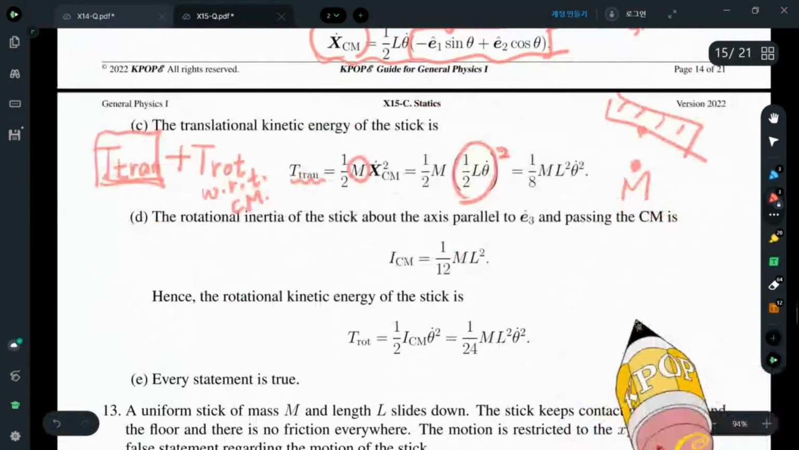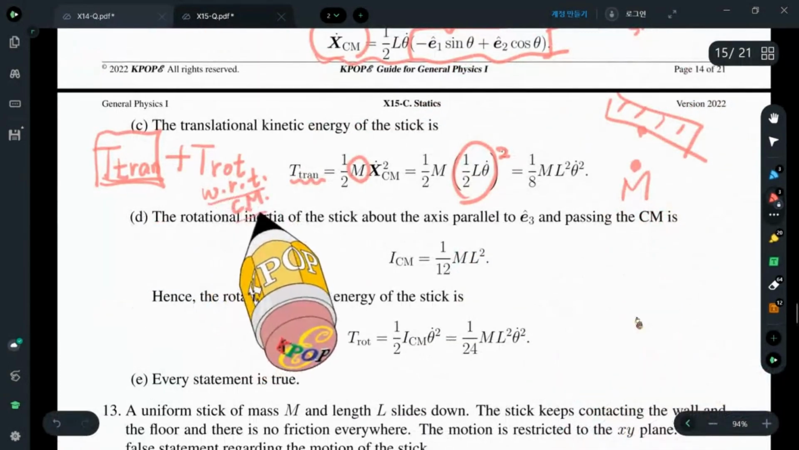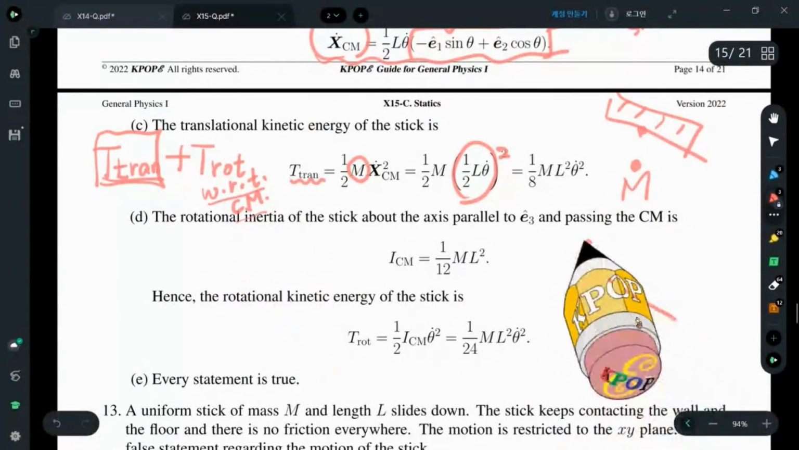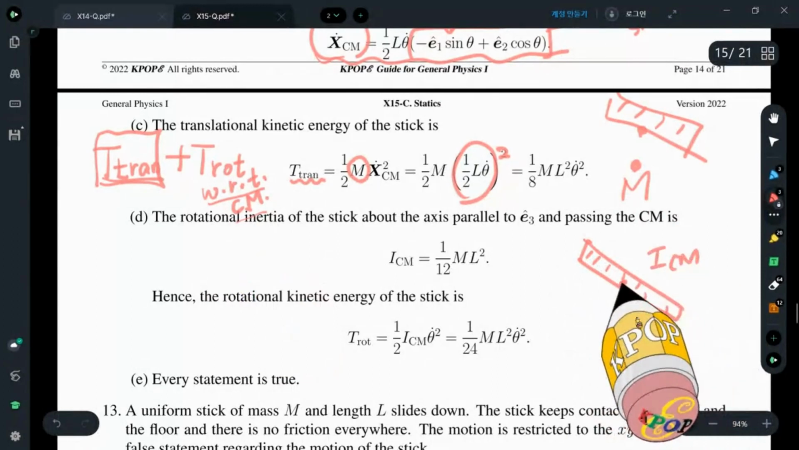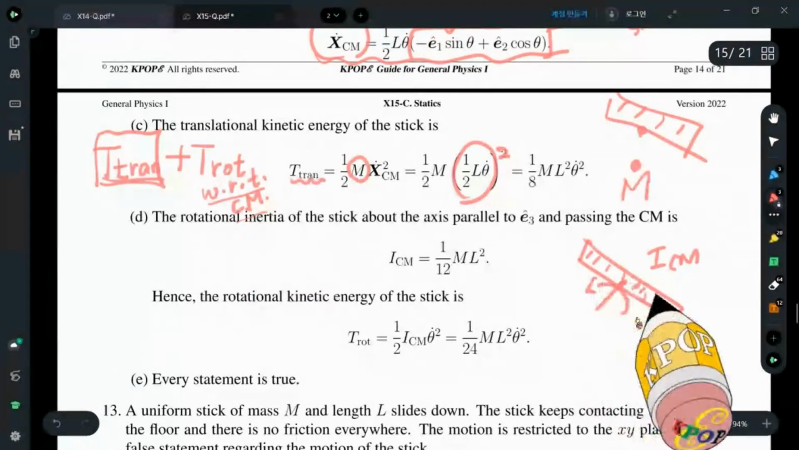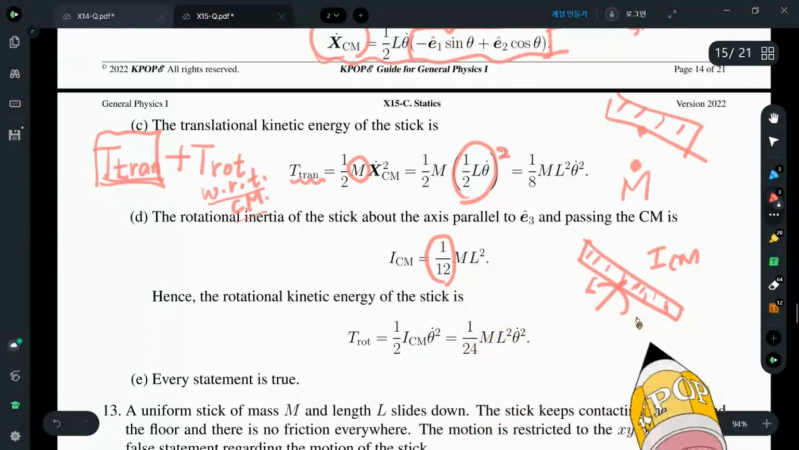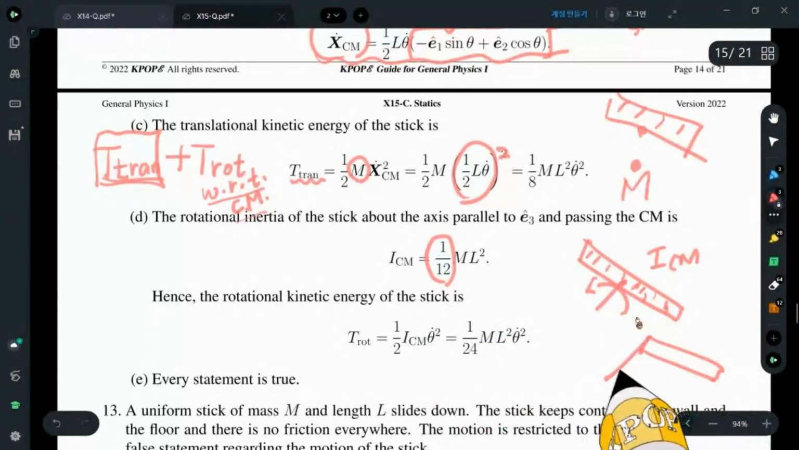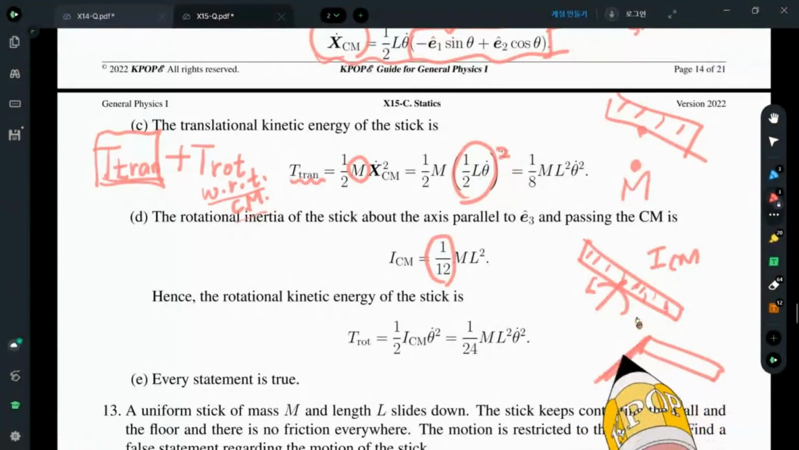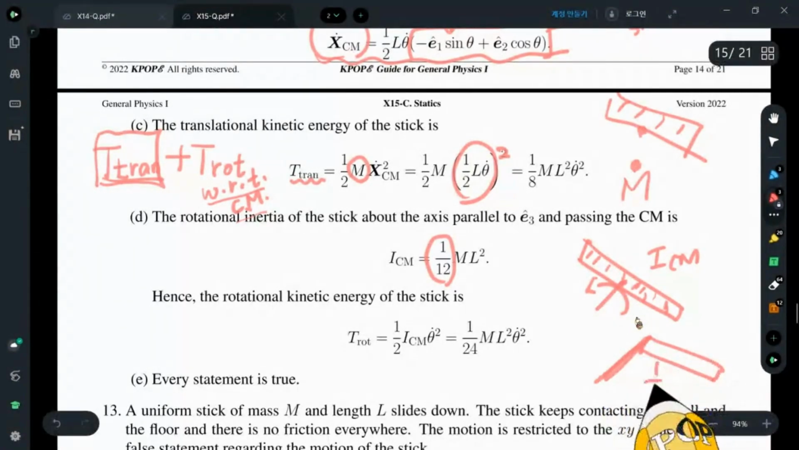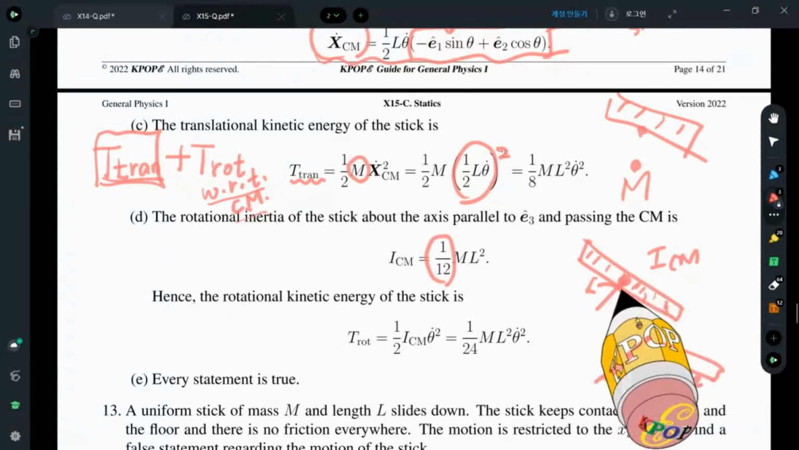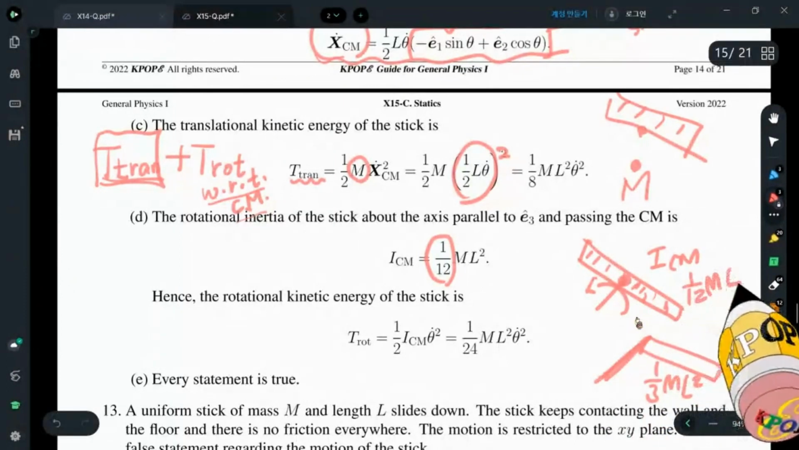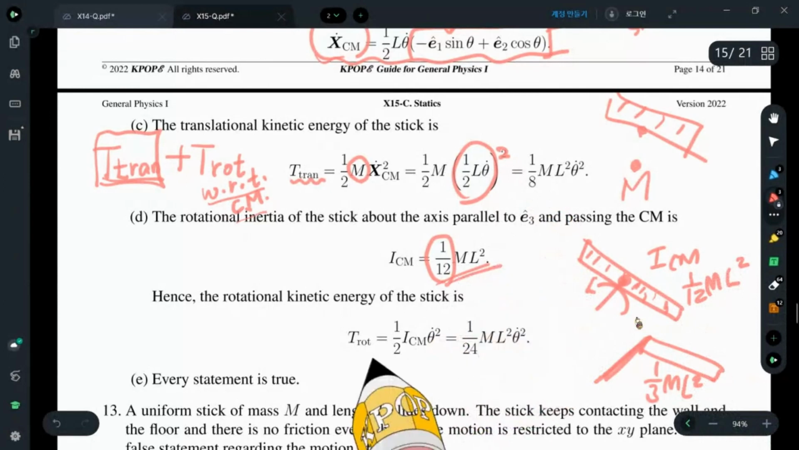Plus, we need to compute the rotational kinetic energy with respect to the center of mass. Previously, we learned that I_CM is 1/12 of m L squared. For example, if the axis of rotation passes through the end point, then according to the parallel axis theorem, it was 1/3 of m L squared. In case the axis of rotation passes through the center of mass, it is 1/12 of m L squared. So use this.